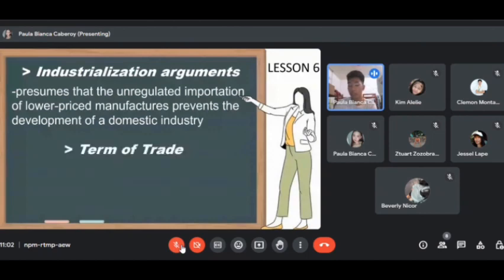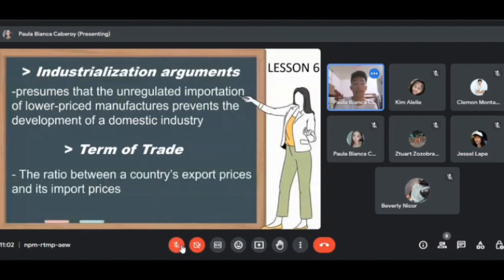Next is terms of trade. The ratio between a country's export prices and its import prices. So, developing countries traditionally promote industrialization by restricting imports to boost local production and consumption. However, if protected industries fail, ang mga local consumers magbabayad ng higher prices or taxes.